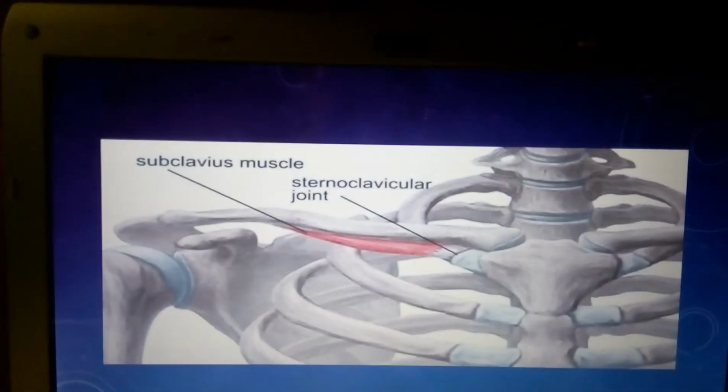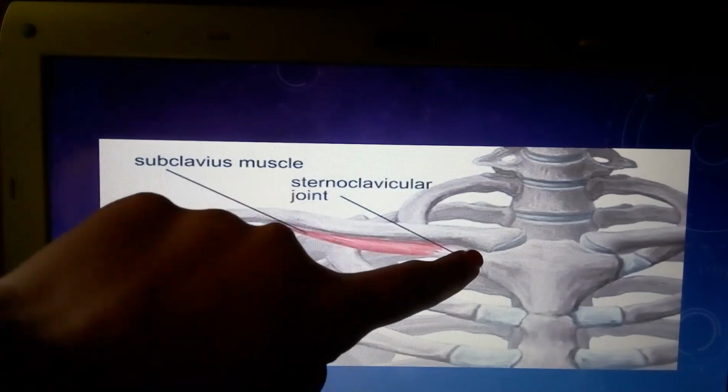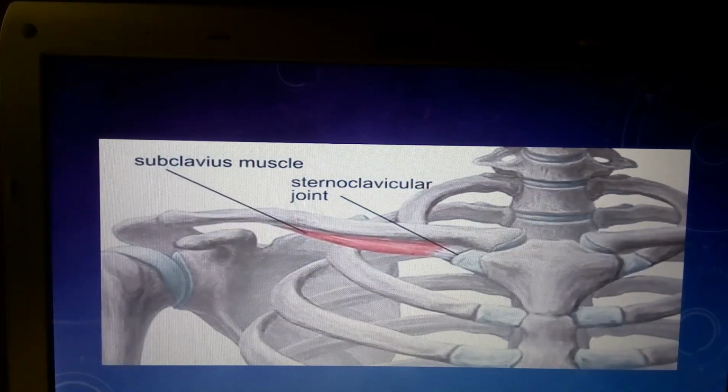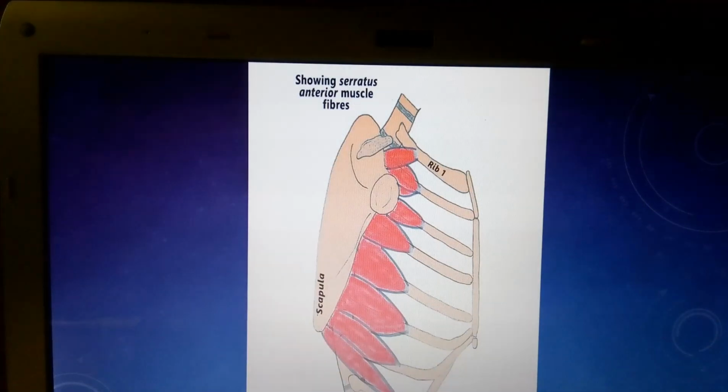Next one is the subclavius muscle. Subclavius muscle takes origin from the first rib and then gets inserted into the middle of the clavicle. The nerve supply is by the nerve to subclavius. Action: it mainly helps in the stabilization of this clavicle. That's it.